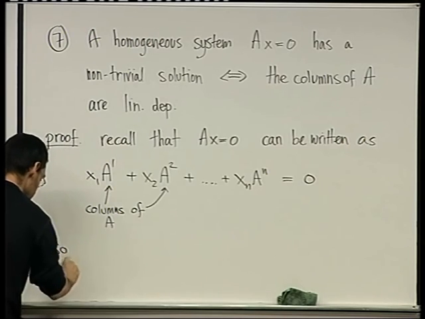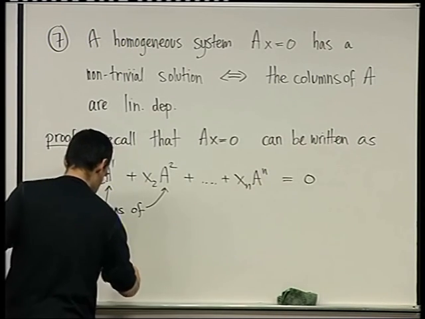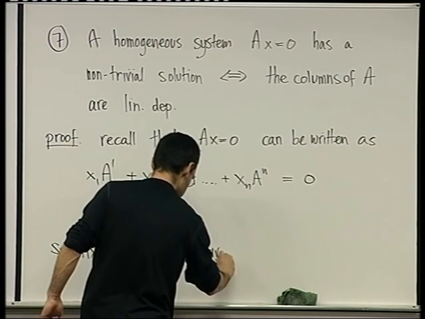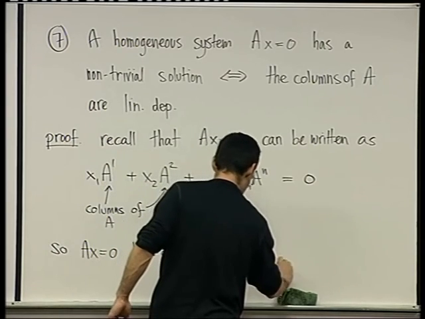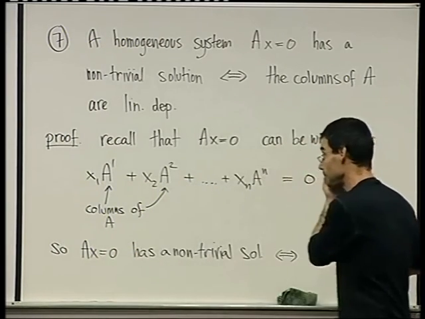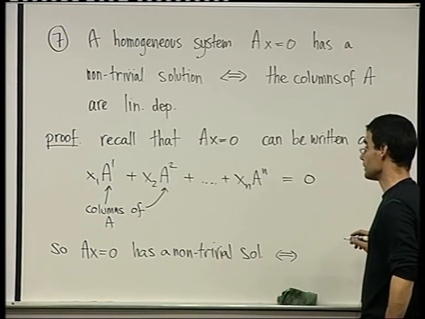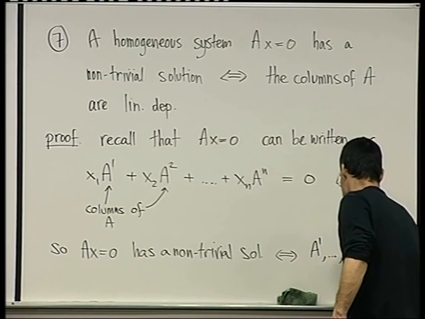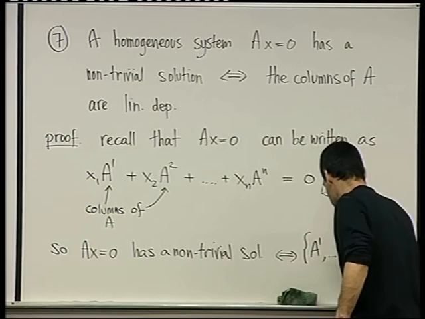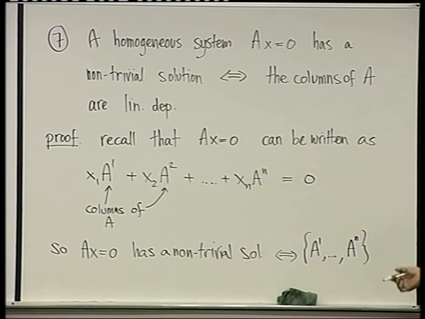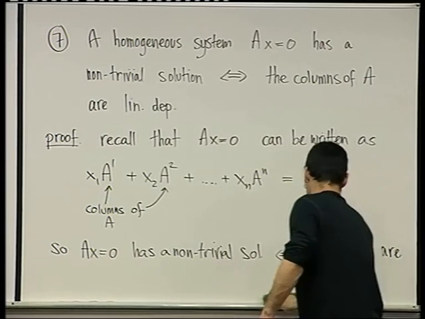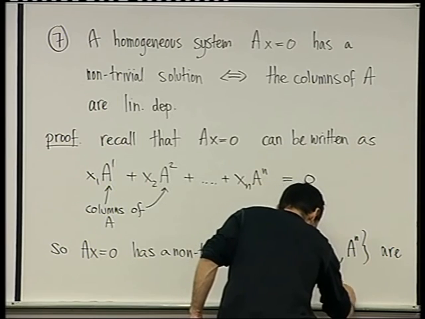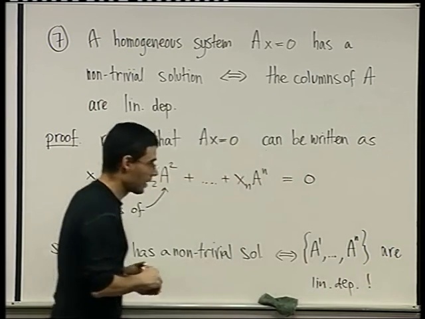So AX equals 0 has a non-trivial solution if and only if A1 through AN, which are precisely the columns of A, are linearly dependent. Do you agree?